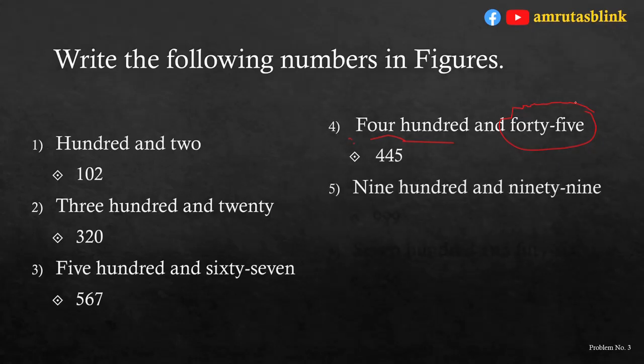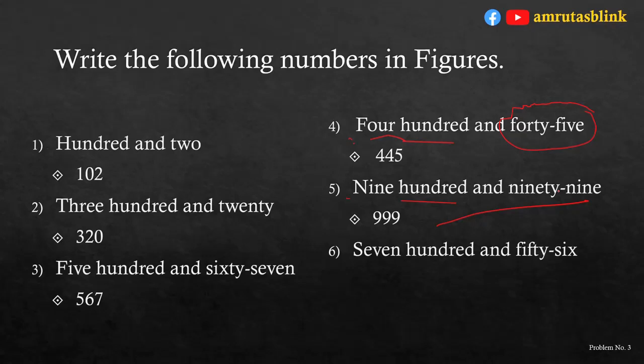So the number is 445. 999. Now all the digits are 9. So 900, so at hundreds place there is 9. 99, so at tens place there is one more 9. At ones place there is one more 9. So the required number is 999. 756. So 7 is at hundreds place, 5 is at tens place and 6 is at ones place. So the number is 756.